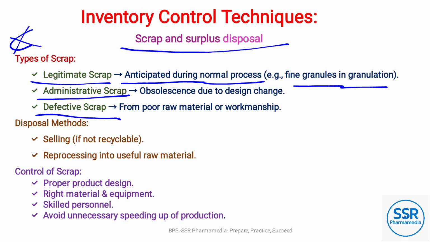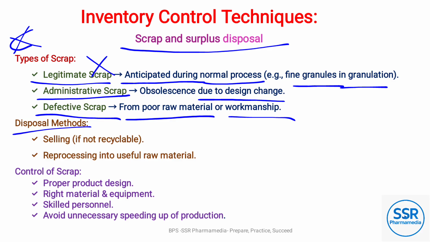Administrative scrap, so obsolescence due to design change. That means expired drug or unwanted product due to change in design. Defective scrap, from poor raw material or workmanship. So this is very important.